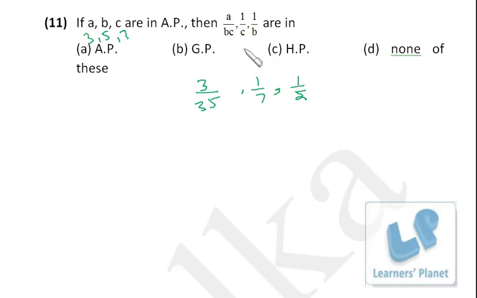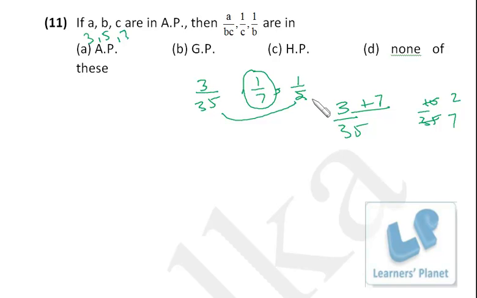Now let's see whether these three terms are in AP, GP, HP or none of these. If these three terms are in AP, then if we add the first and last, it will be 3 by 35 plus 7 by 35, so 3 plus 7, 10 by 35, that is 2 by 7. So this plus this, divided by 2, is this. That means these three terms are in arithmetic progression. Suppose this is P, this is Q, this is R. Here Q is equal to P plus R by 2, that means P, Q, R are in AP. So that's pretty simple.